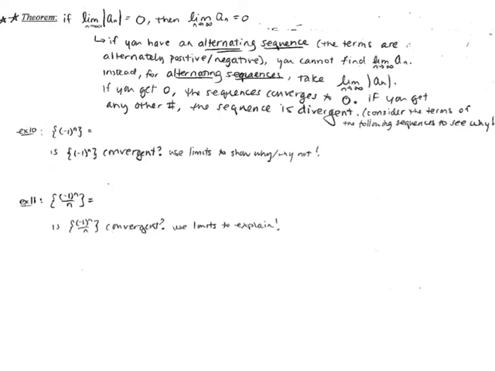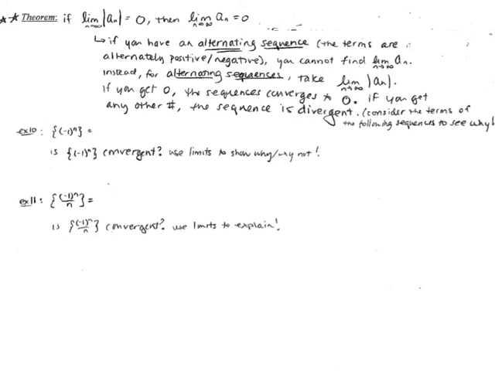But if we have alternating sequences, meaning that the terms are alternately positive, negative, you cannot just take the limit of the general term. Instead, for alternating sequences, you need to take the limit as n approaches infinity of the absolute value of a sub n. If you get 0, the sequence converges to 0. If you get any other number, the sequence will be divergent. I will draw you a picture in class tomorrow to illustrate why this is so.